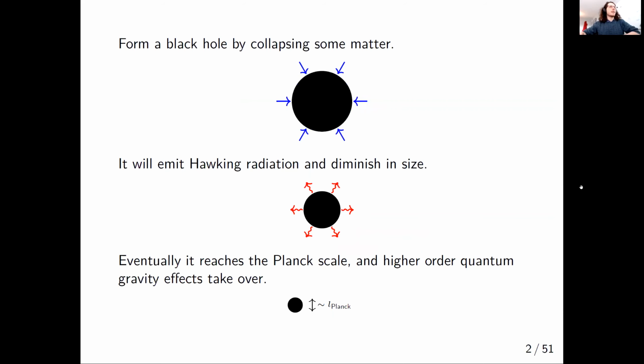So I'm going to start by recapping something we're all very familiar with. Suppose we formed a black hole. This isn't a stable object because it loses energy via Hawking radiation, and so it will slowly decrease in size. And eventually, its size will be near the Planck scale. And at that point, higher order gravity, quantum gravity effects will take over. And in this talk, I'm only going to be interested in what happens before that point.